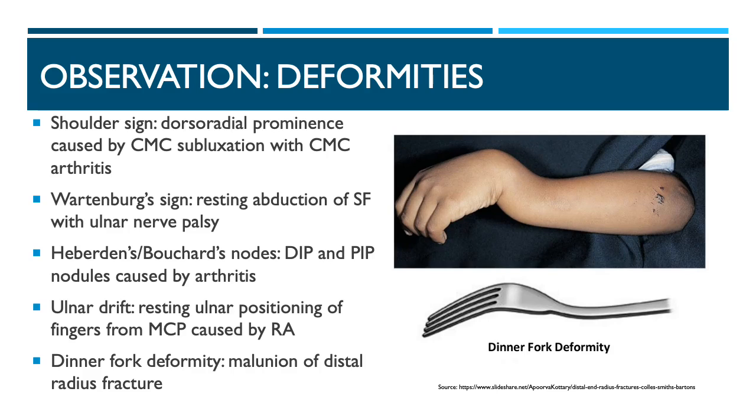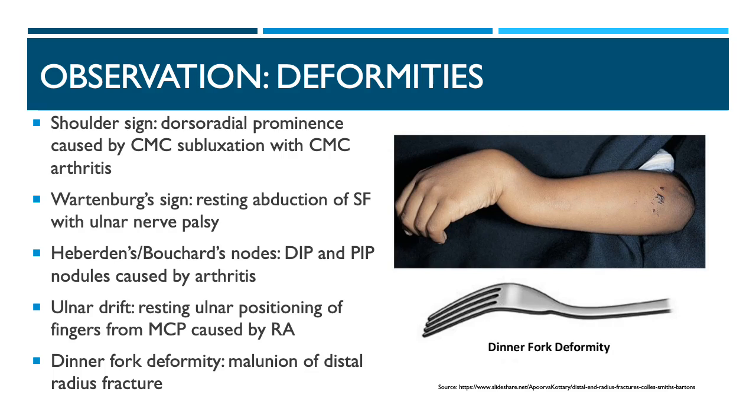You can also see some deformities that will tell you about what's going on. We mentioned the shoulder sign earlier. That's the dorsal-radial prominence caused by CMC subluxation with CMC arthritis. Wartenberg sign we mentioned briefly too. That's resting abduction of the small finger. So basically you try to bring your hand together and that small finger is always hanging out to the side. That will happen with an ulnar nerve palsy.